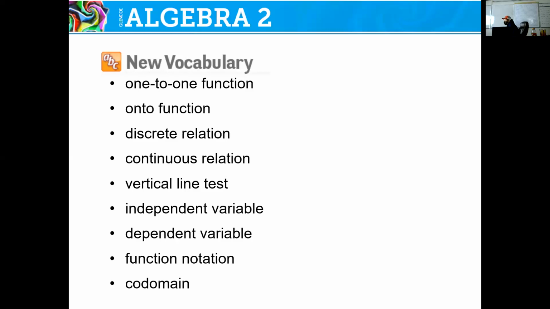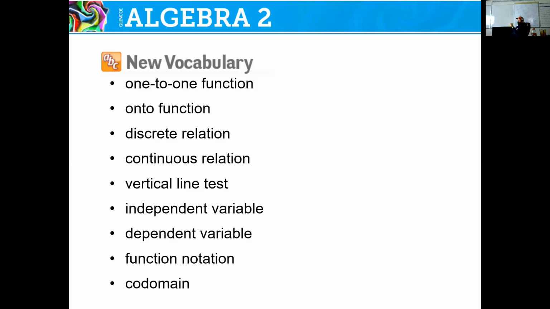Okay, we have independent variable. Those correspond to your x values. We have dependent variable. Those correspond to your y values. We have function notation. And then codomain. So codomain as a concept is all of the possible y values.